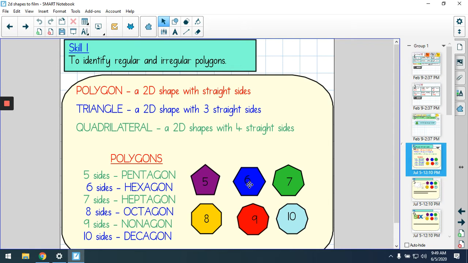A shape with 6 sides is a hexagon. This here is a regular hexagon. A shape with 7 sides is a heptagon. This is a regular heptagon. A shape with 8 sides is an octagon. This here is a regular octagon. A shape with 9 sides is a nonagon, and this is a regular nonagon. And a shape with 10 sides is a decagon, and this is a regular decagon.